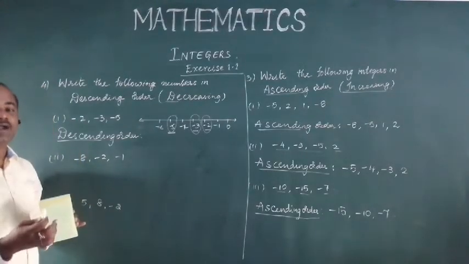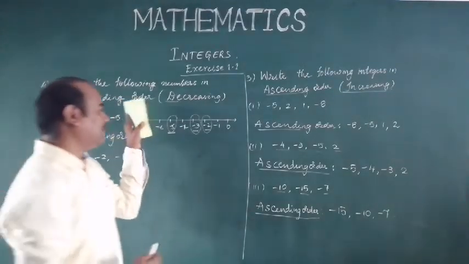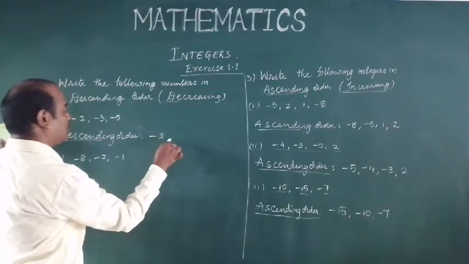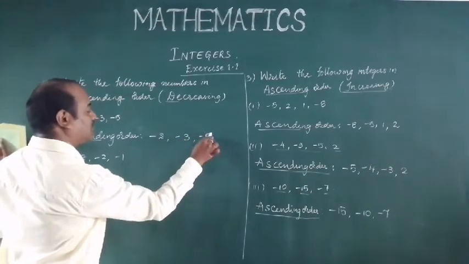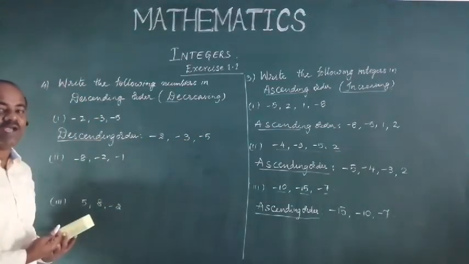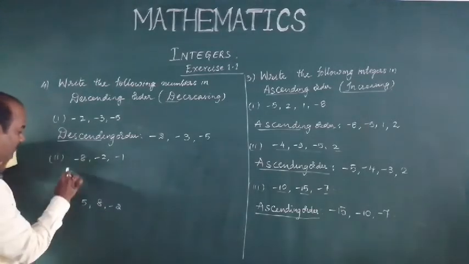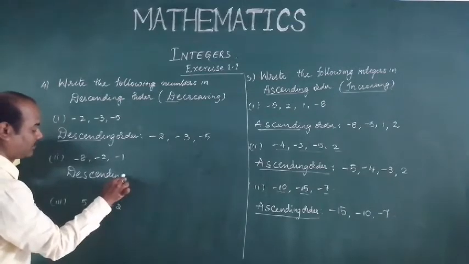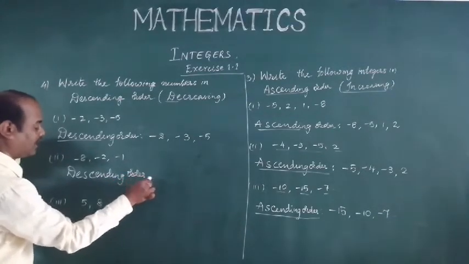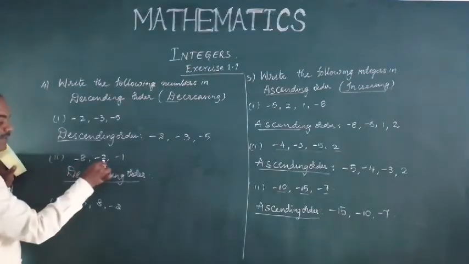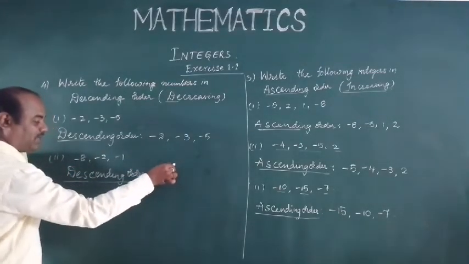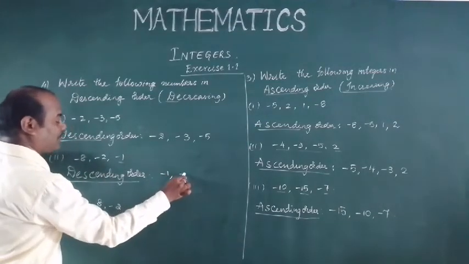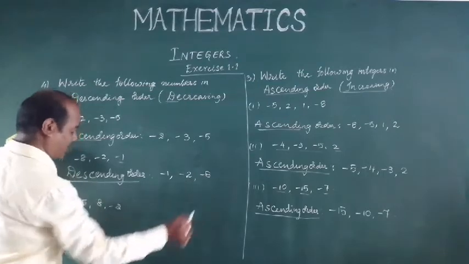Decreasing means we should start from right to left. Clear? What is the rightmost value? Minus 2. Next, minus 3. The leftmost value is minus 5. From right to left we have to come in decreasing order. What is here? Descending order. See, what is the rightmost value? Minus 8, minus 2, minus 1. 0 is here. Minus 1, minus 2, minus 3, minus 8 will come here. So, rightmost value is minus 1. Next, minus 2. Next, minus 8.